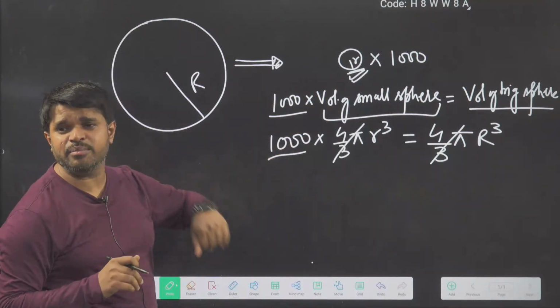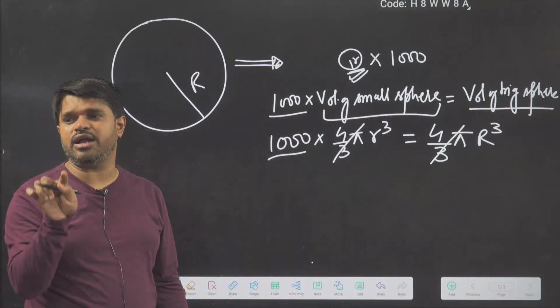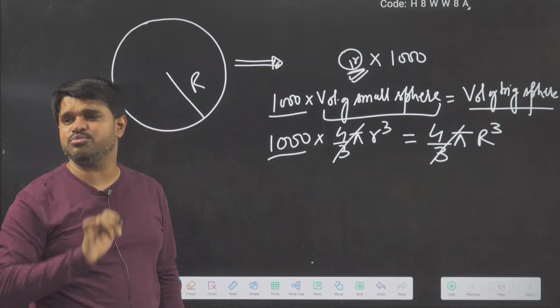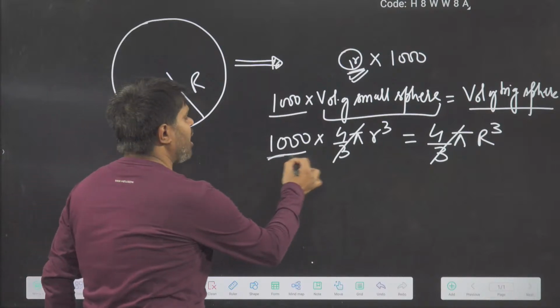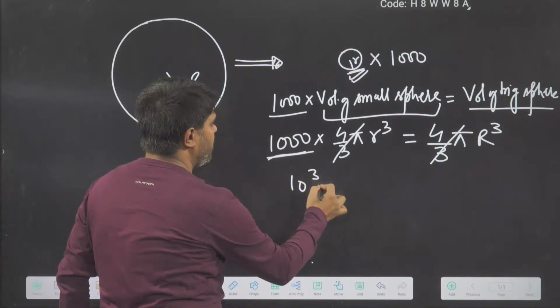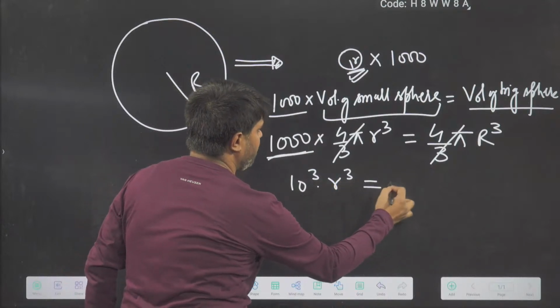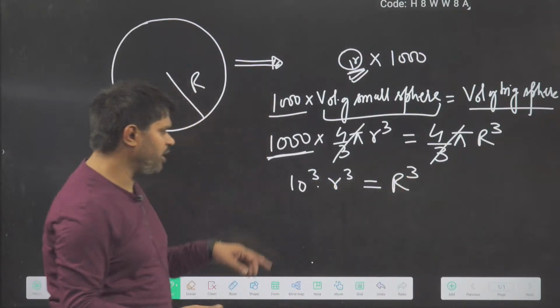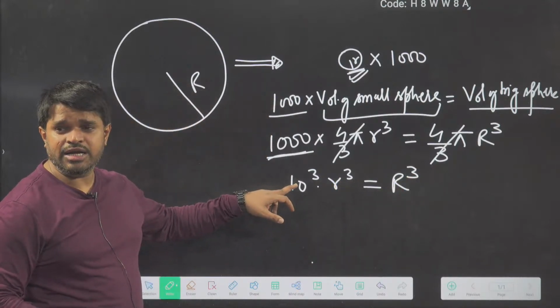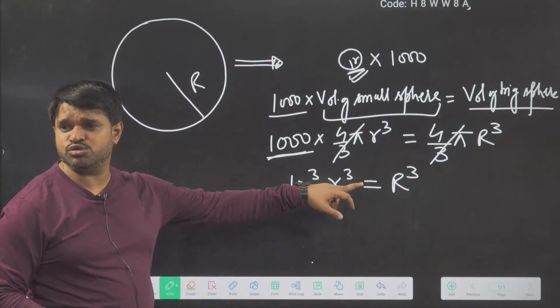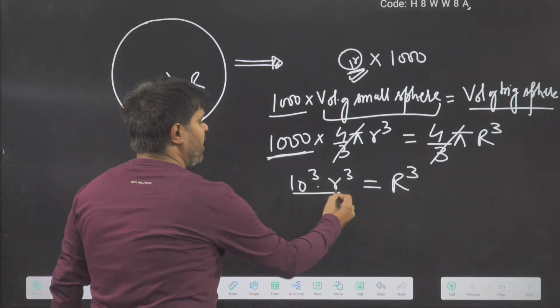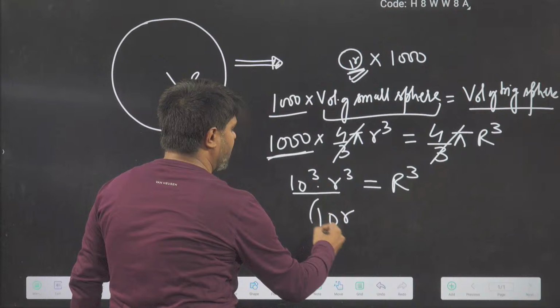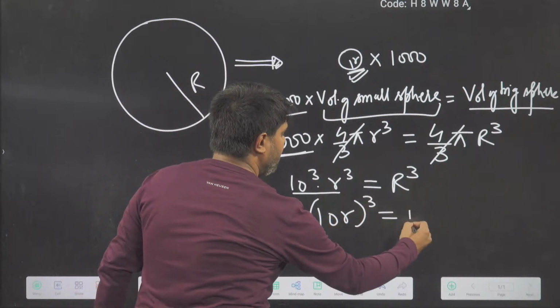So 1,000 can be written as what? 10 cube. 10 into 10 is 100, and 100 into 10 becomes 1,000. So I can write 1,000 as 10 cube, into small r cube equals what? Capital R cube. So I can write it as 10r whole cube equals capital R cube.